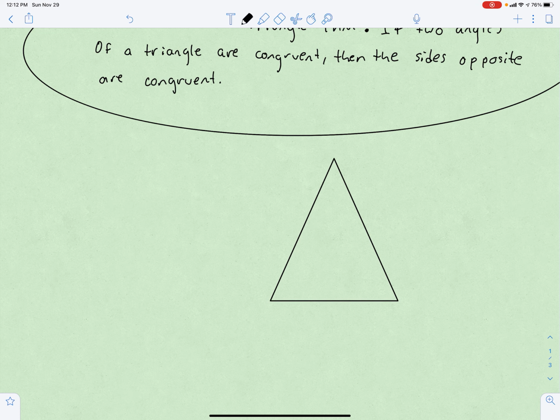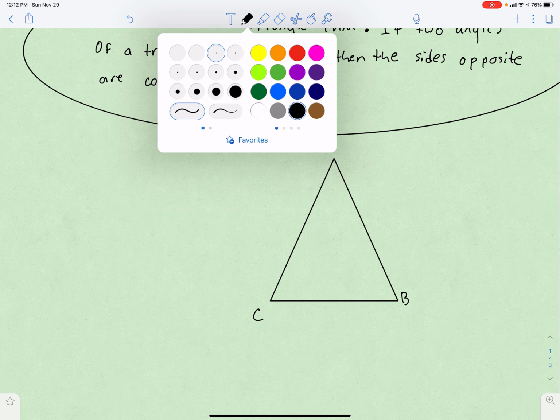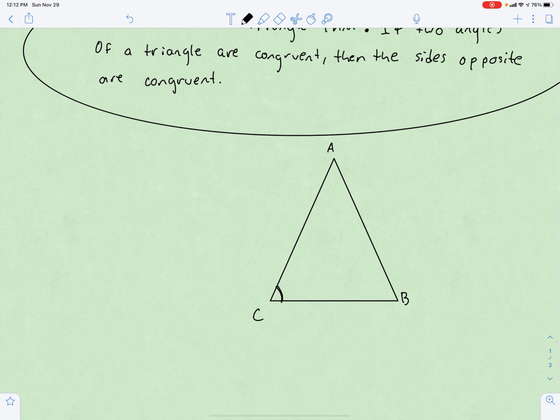So if I have this triangle ABC, and they tell us that angle C and angle A are congruent, those two angles are congruent, then if I draw my arrows from those two angles, the sides that they point to are congruent, and that makes this an isosceles triangle. So what this is saying is, if angle A is congruent to angle C, then AB is congruent to CB.